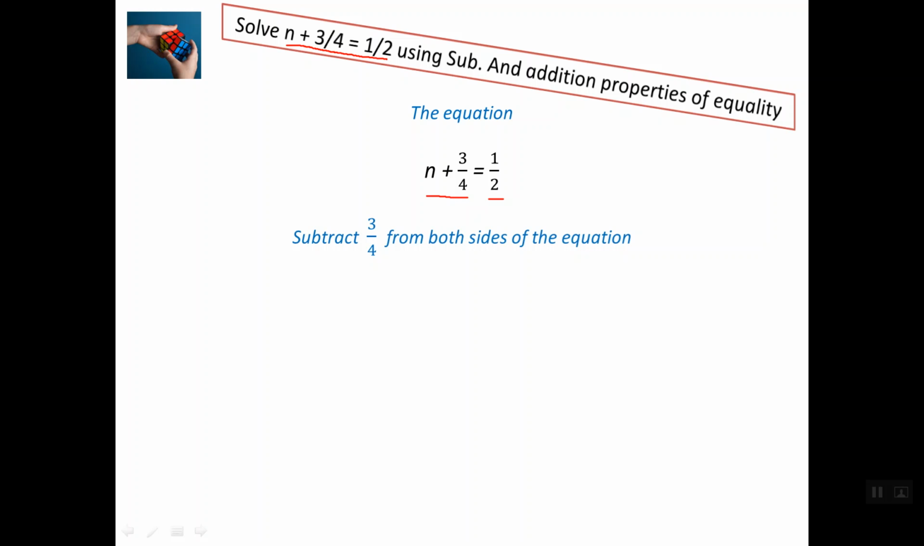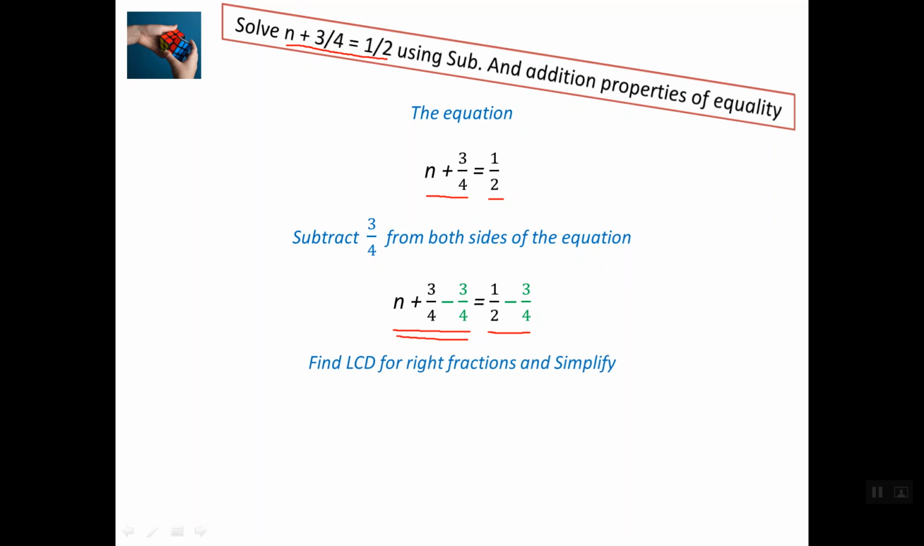So after subtracting 3/4 from both sides, the left side becomes n plus 3/4 minus 3/4, and the right side becomes 1/2 minus 3/4. See that on the left side, the two constants cancel, so the remaining is the variable n, but we need to simplify the difference of the two fractions on the right side of the equation.